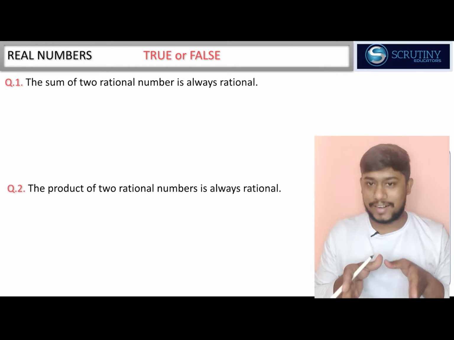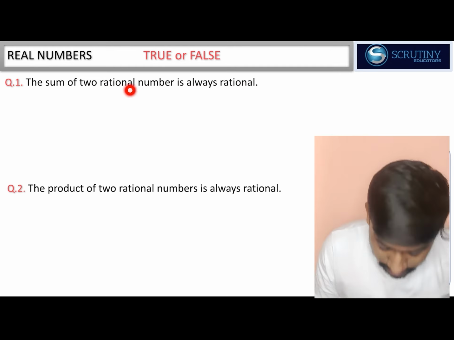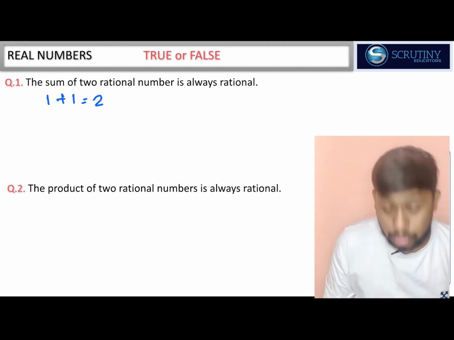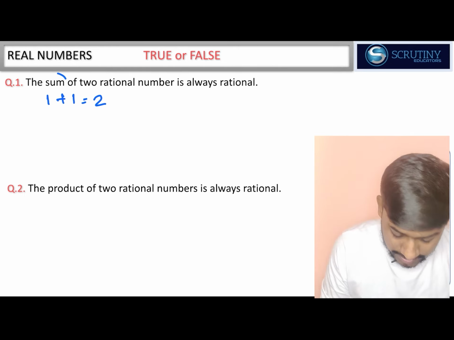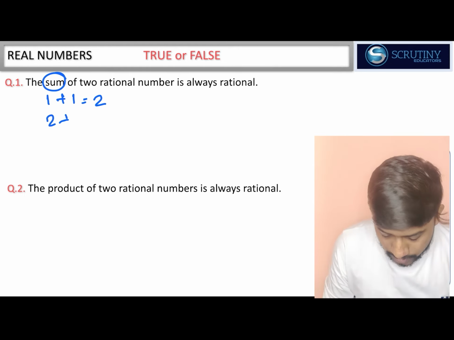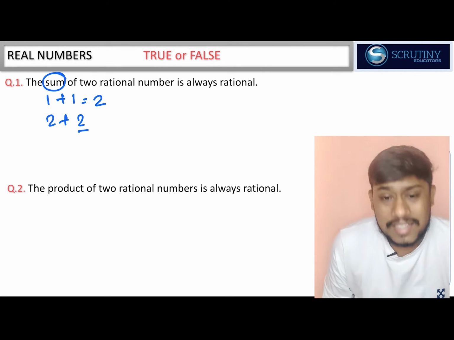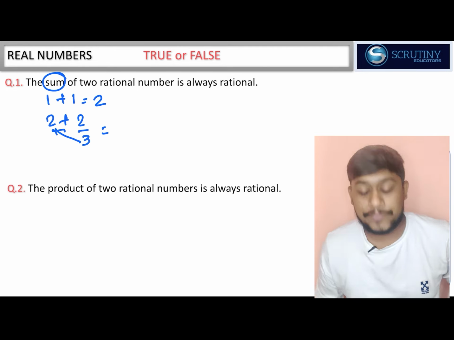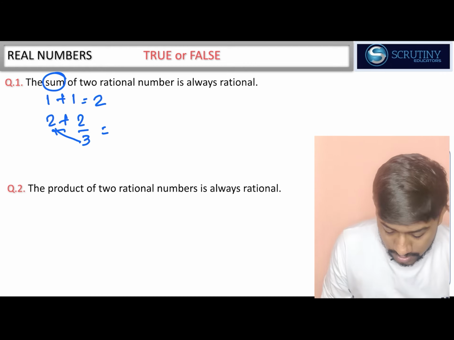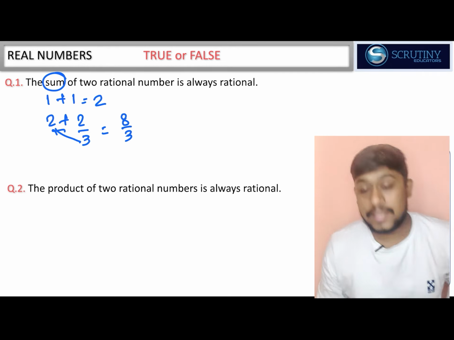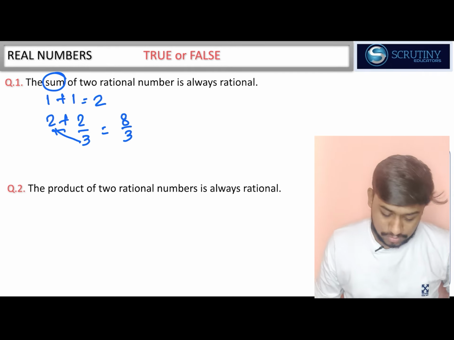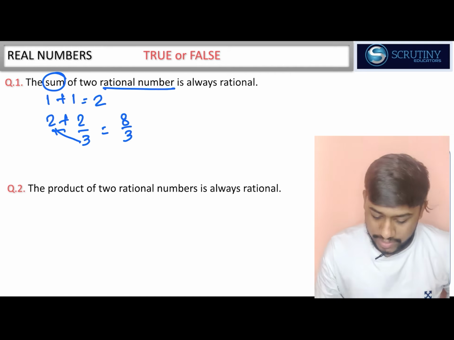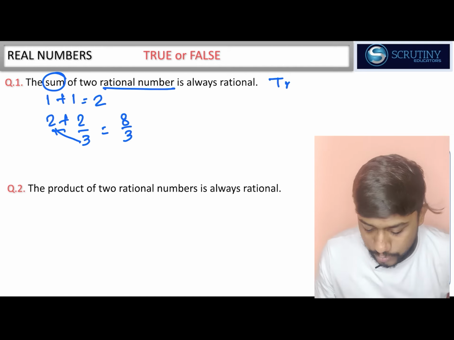They are saying rational, right? For example, let's take two numbers. 1 plus 1 we have 2. Yes, they said sum. Okay, 2 plus 2 by 3. So we'll have 3 twice, 6 plus 2, 8 by 3, or 8 upon 3. So definitely whatever rational numbers you take, when you add them it will always give you a rational number. True.